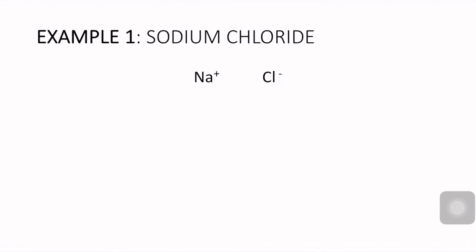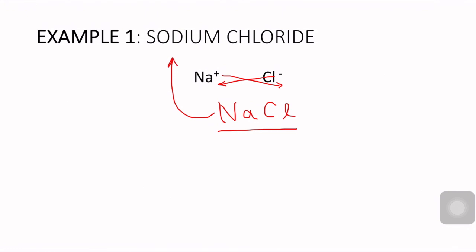Next, let's try example 1, sodium chloride. This is probably the easiest. If you have an Na+ ion and a Cl- ion, what you need to do is just bring down the charges to form an NaCl compound. So this is your sodium chloride.